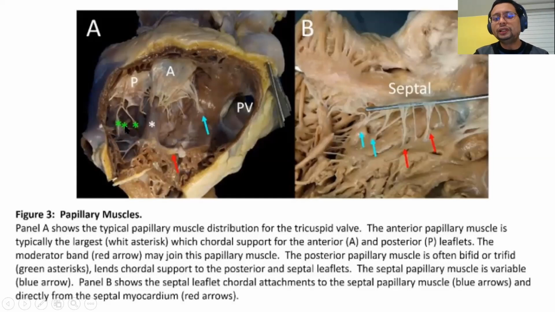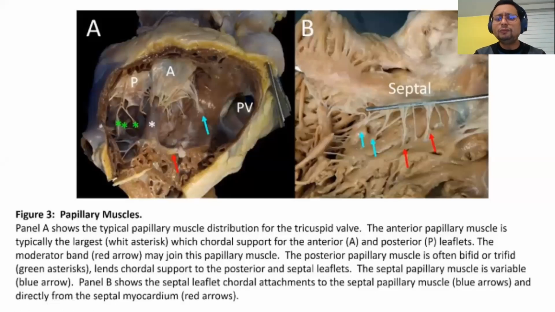You also have the posterior papillary muscle here. You see the posterior papillary muscle is actually smaller, and in this patient it is bifid. So you have two posterior papillary muscles, and another one here. The posterior papillary muscle is smaller and also variable in number. It gives chordae tendineae to the posterior and septal leaflets. Anterior gives to anterior and posterior. Posterior gives to posterior and septal leaflets.